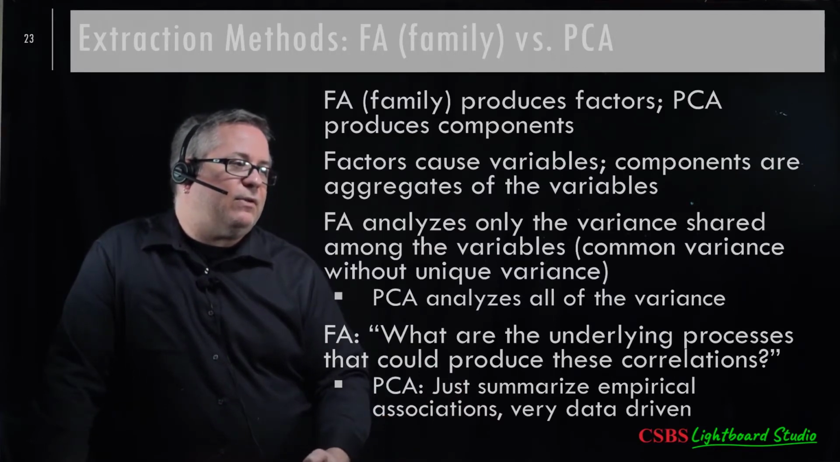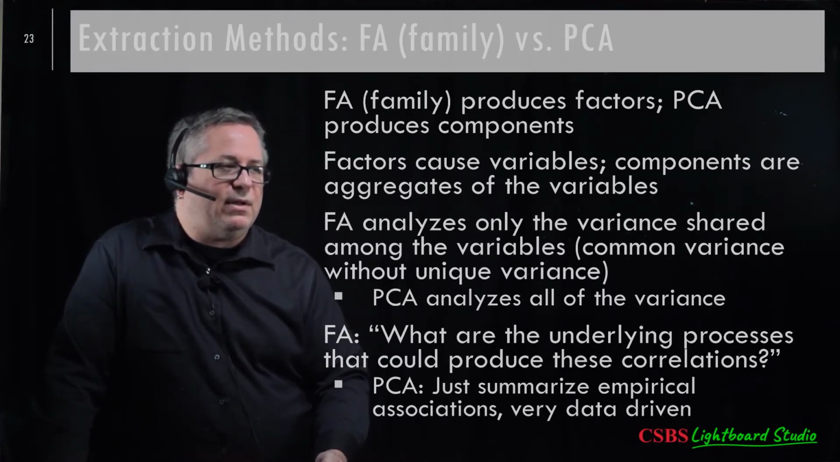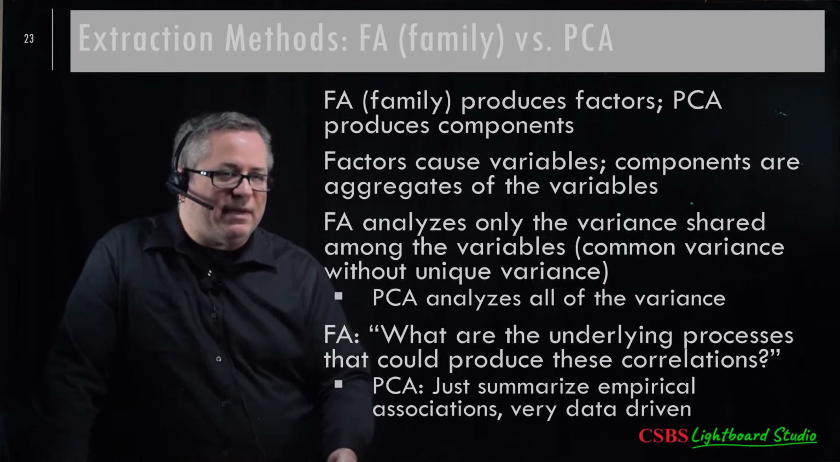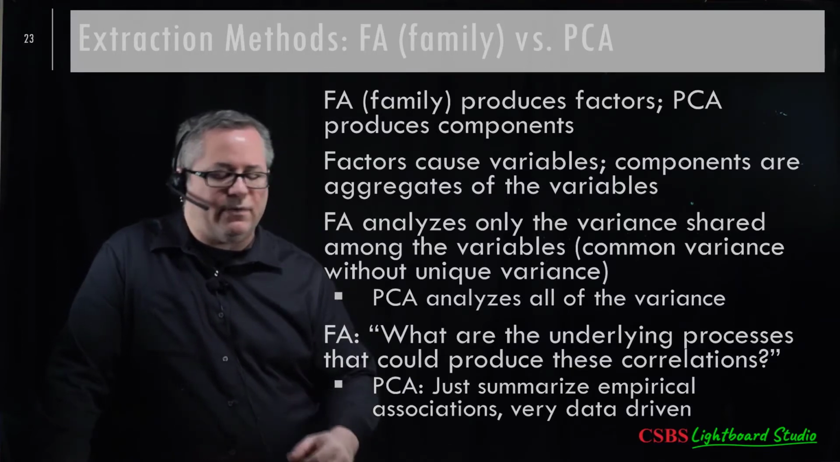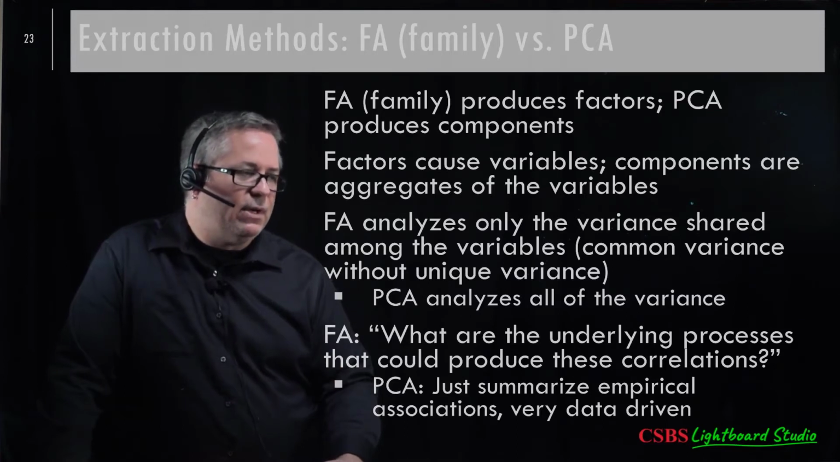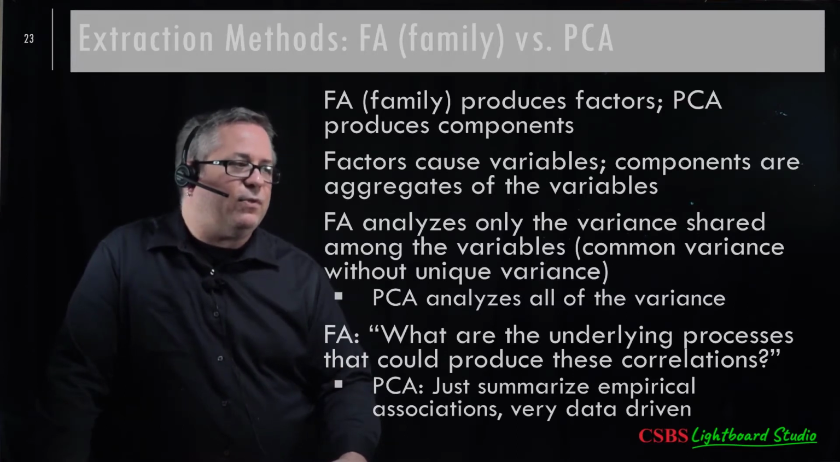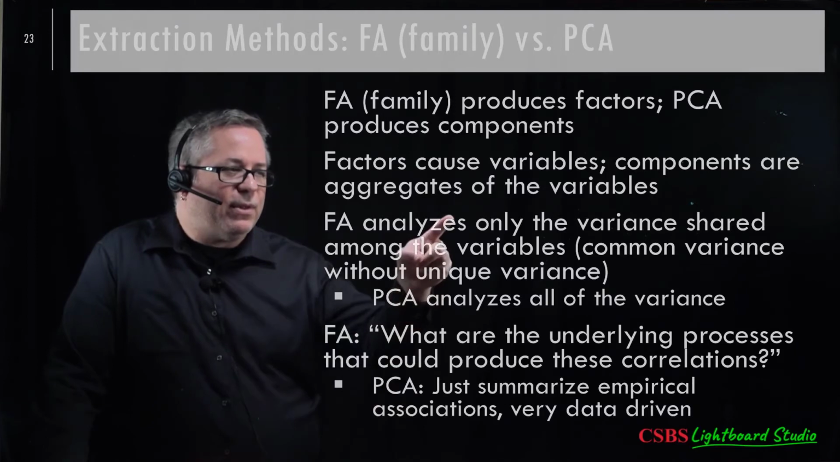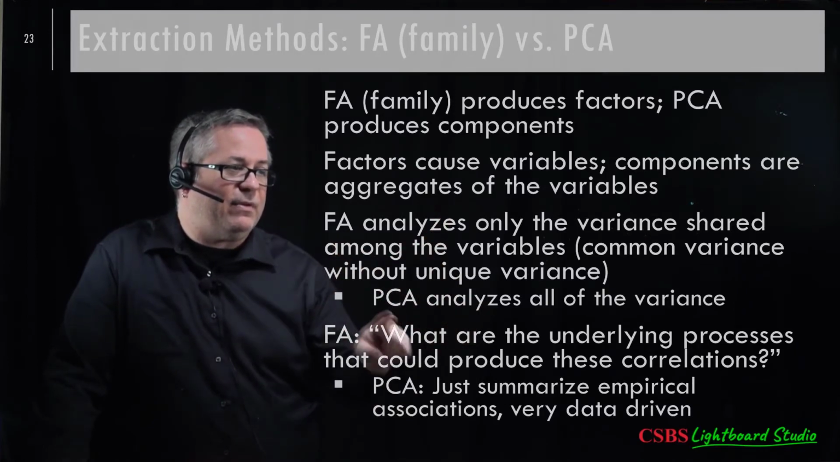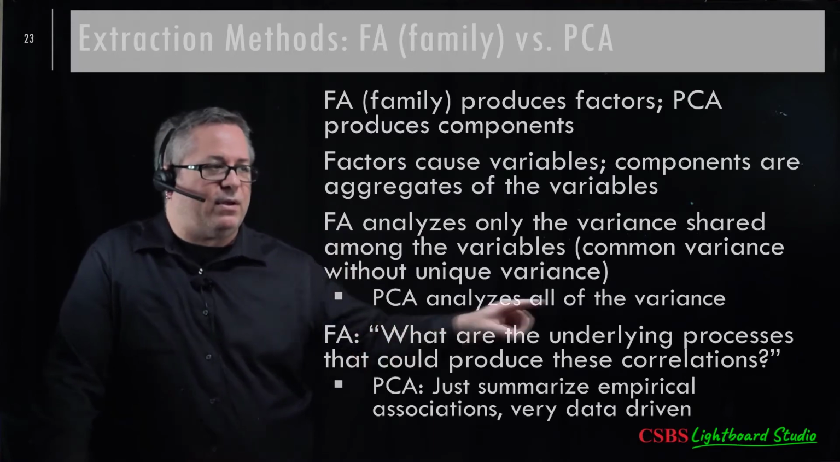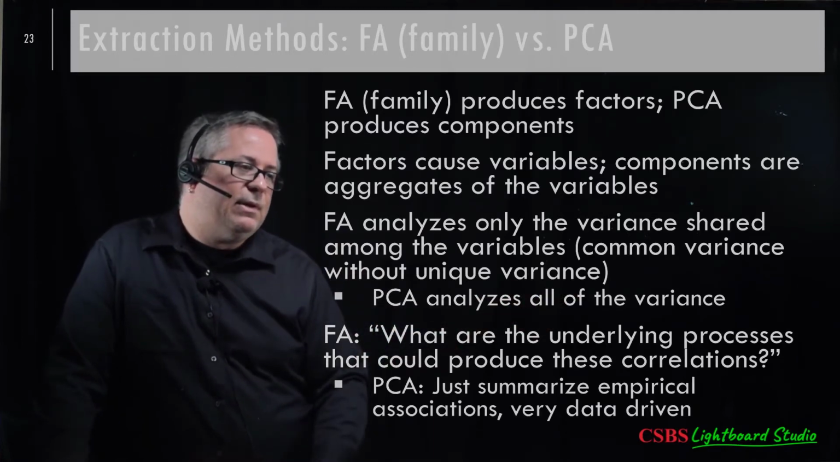Factor analysis analyzes only the variance shared among variables. That's a little bit strong. It actually only analyzes the variance that it estimates to be shared among the variables. It's trying to get an idea of what the common variance is first, whereas PCA analyzes all the variance. Now, technically, they both are analyzing the common variance. It's just that FA tries to estimate it. PCA assumes that all of it is common, and that's why it analyzes all the variance.